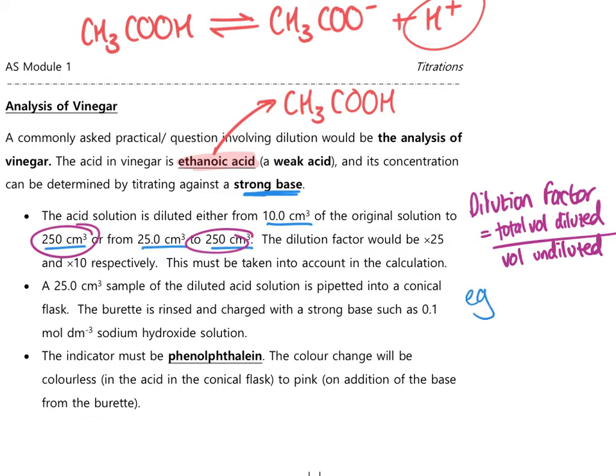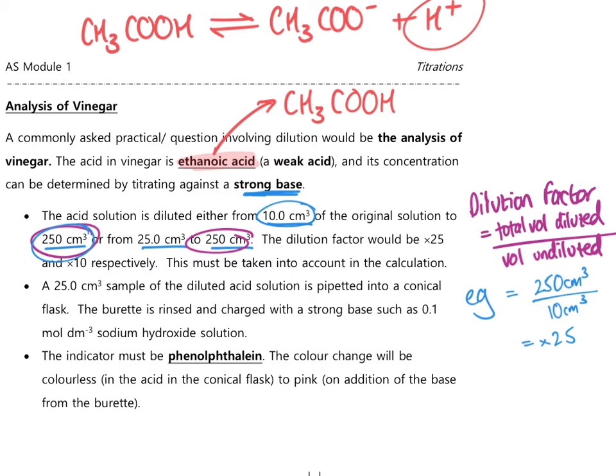For example, if we take that first dilution mentioned there, 10 centimetres cubed of the original solution being diluted to 250 centimetres cubed, well, the total volume of my diluted solution is 250 centimetres cubed. That's divided by the volume of the undiluted or the original solution, and that is 10 centimetres cubed. 250 divided by 10 is 25. So we've diluted it by a factor of 25. It is 25 times more dilute than the original solution. And just check your units that those cancel out. So you can see I've got centimetres cubed on the top and the bottom half of my equation. If one of those was given to you in decimetres cubed, you would need to convert it.